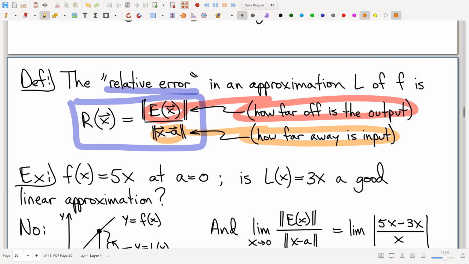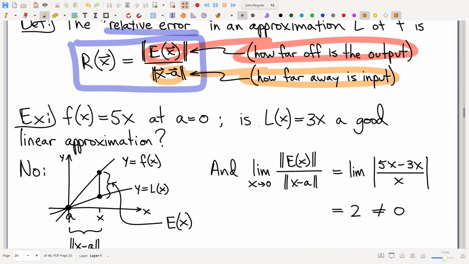It stands to reason that the farther you are away in the domain, the further you could understandably be away in the target. Let's look at not just the error itself, but the error in proportion to the input separation. Something to try. Let's play with it. Let's see if it works.